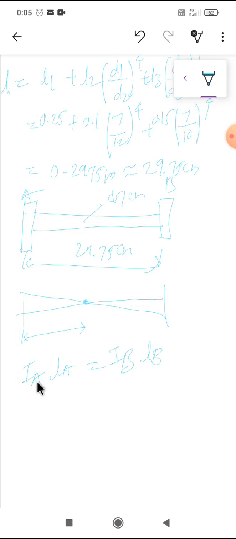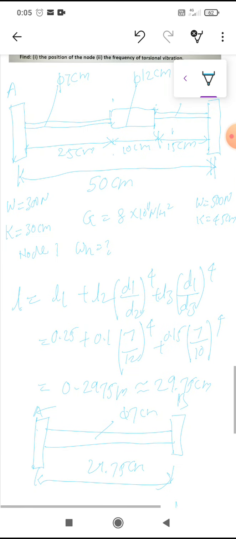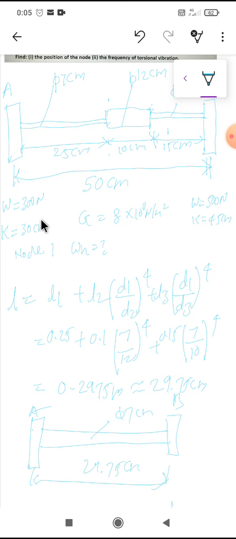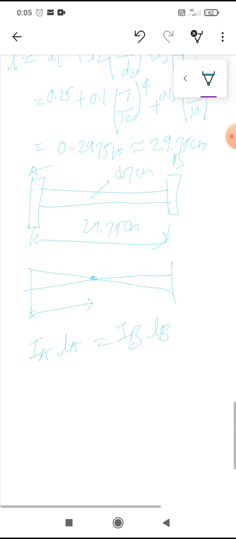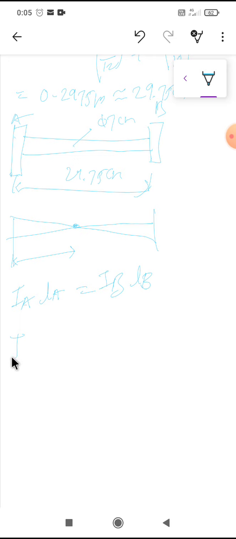So how can we find IA and IB? IA and IB are moments of inertia. Moment of inertia is not given; instead, weight and radius of gyration are given. As we know, moment of inertia I is m k square, so we will use this formula to find IA and IB.